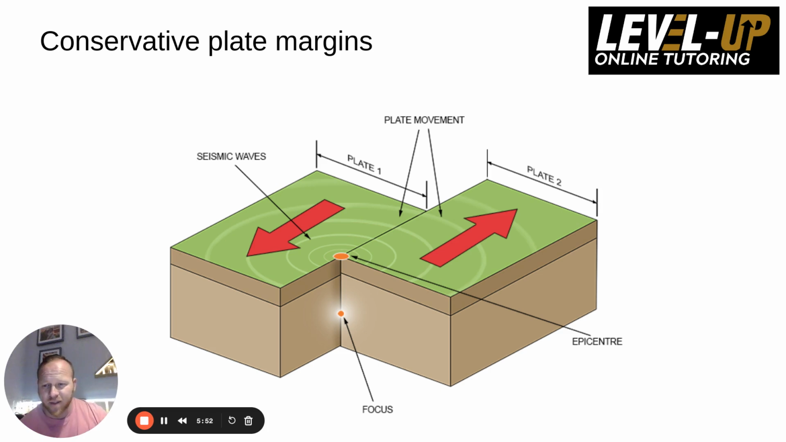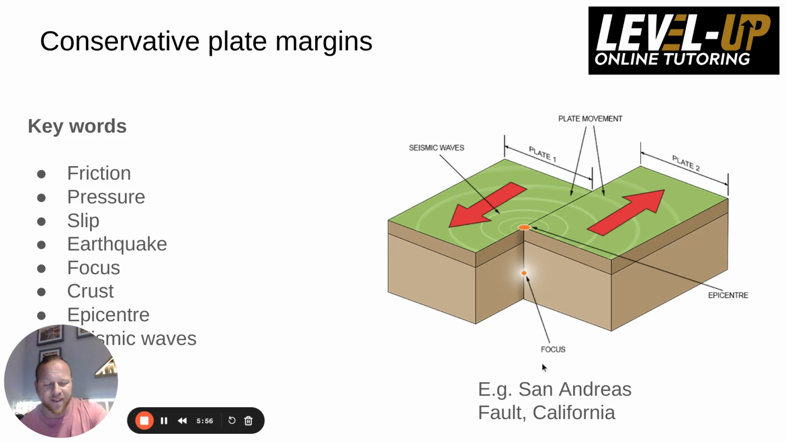Again, if this is off the coast, it's going to trigger a tsunami. A really good example would be the San Andreas Fault in California. I think The Rock or Dwayne Johnson made a film called San Andreas, which was an exaggerated version, but you get the idea. These do trigger big tsunamis if they're off the coast.